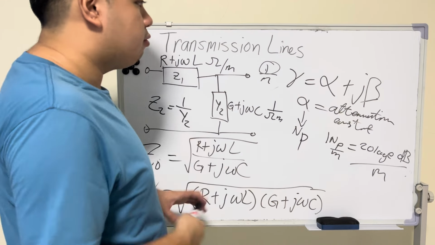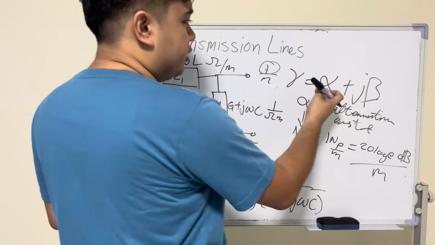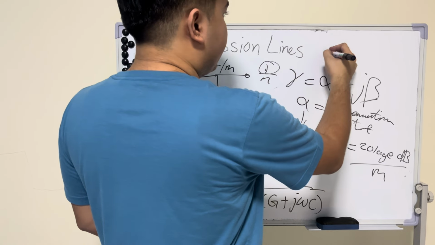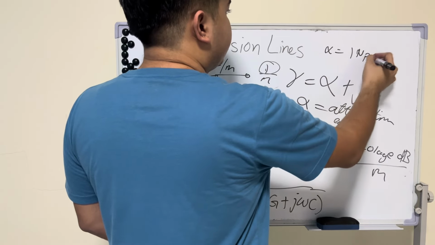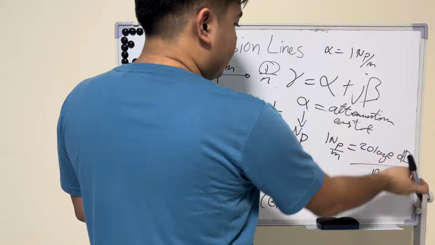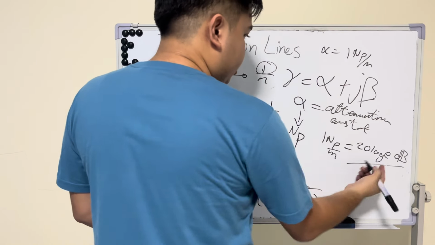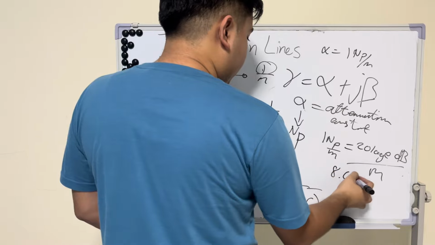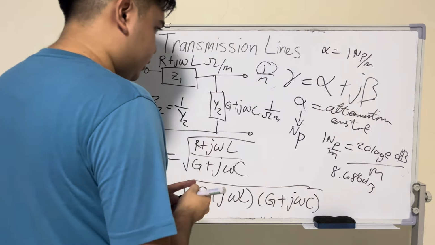Alright. So when we encounter this and then we see alpha equaling 1 neper per meter, we're actually seeing 20 log e decibels per meter of attenuation. 20 log e is around 8.686 decibels. There we go. All right.